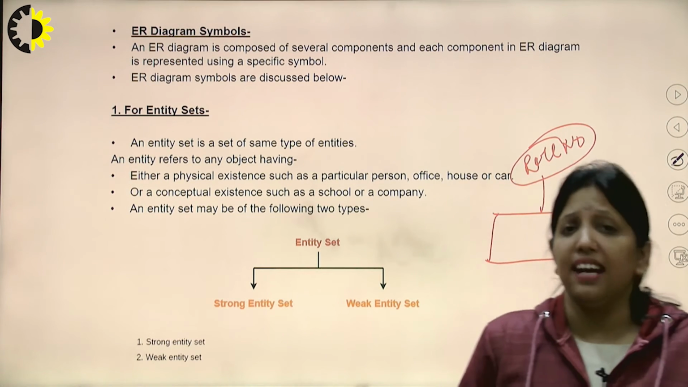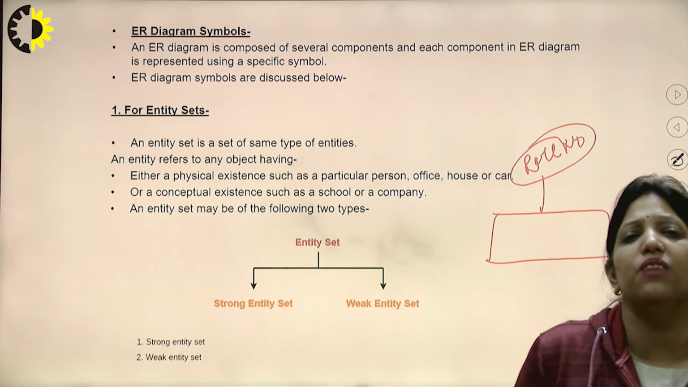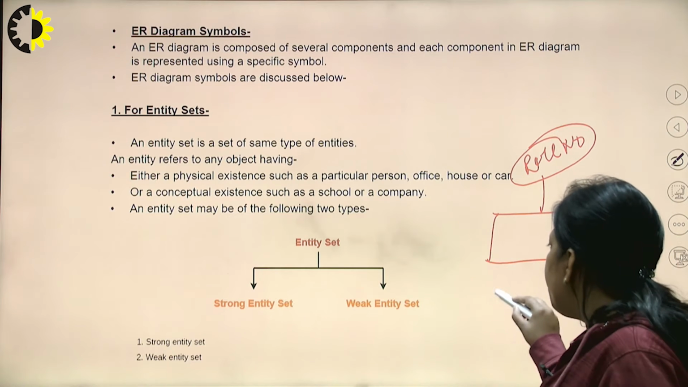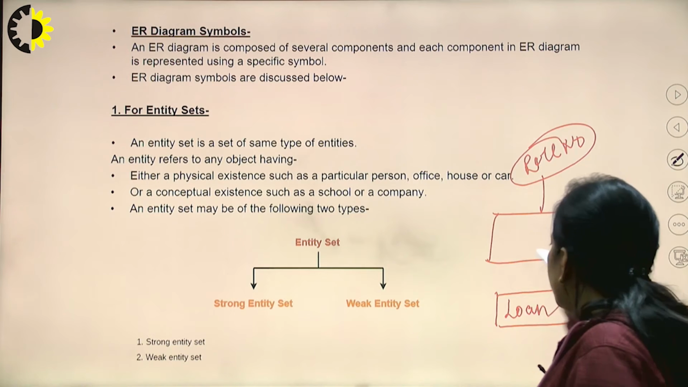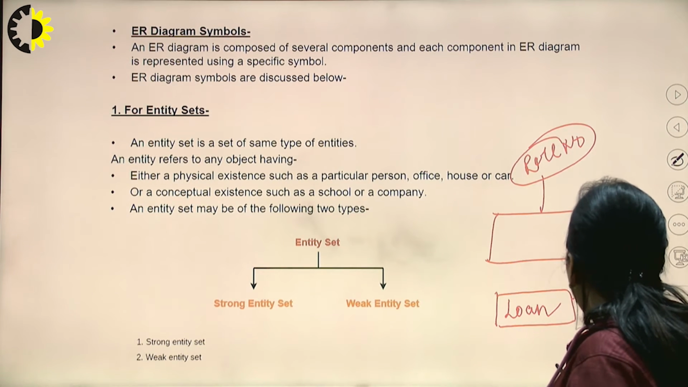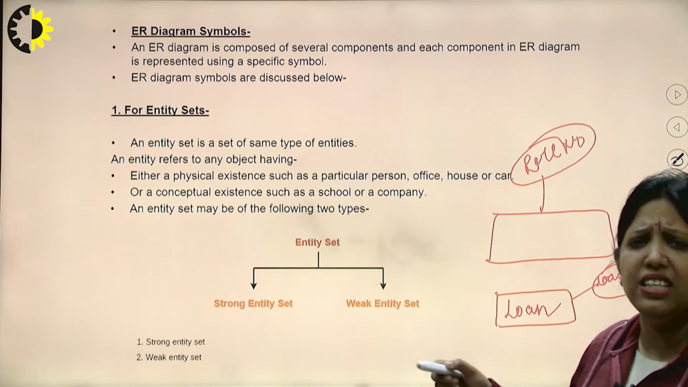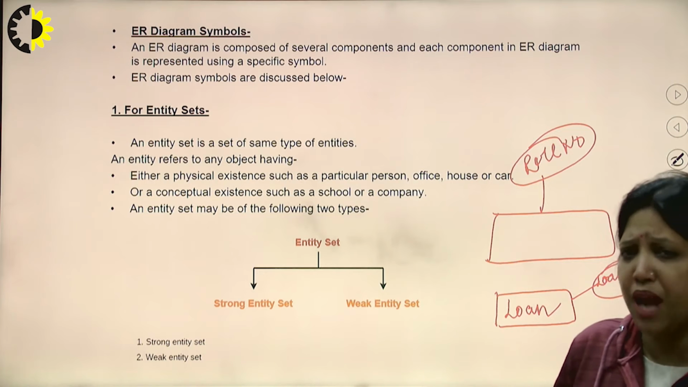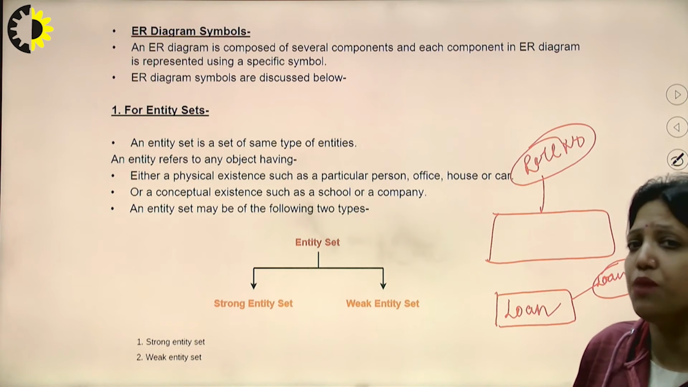If we have an entity set that does not contain any primary key, then that is called a weak entity set. For example, we have an entity loan, and for that we have a key, that is loan number. In the journal, we see that loan number acts as a primary key, but it's not necessary that loan number be a primary key.